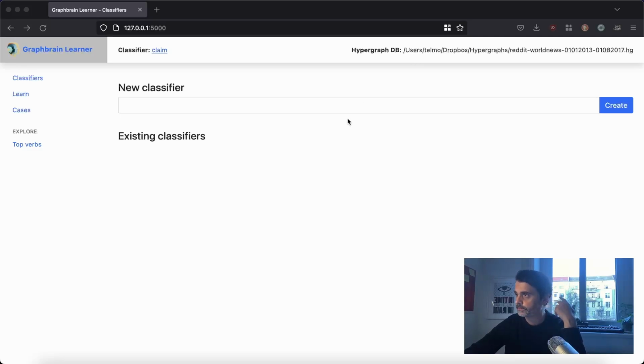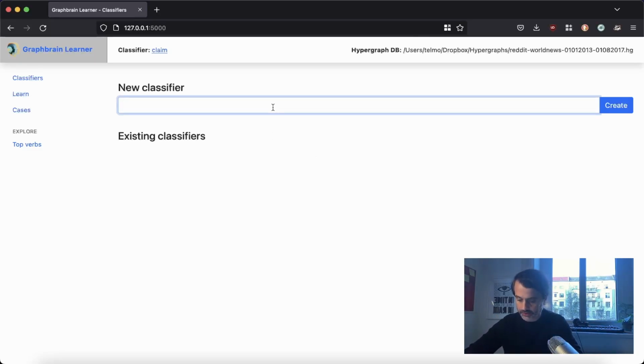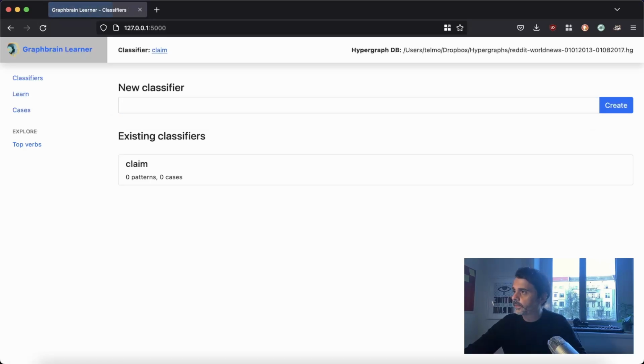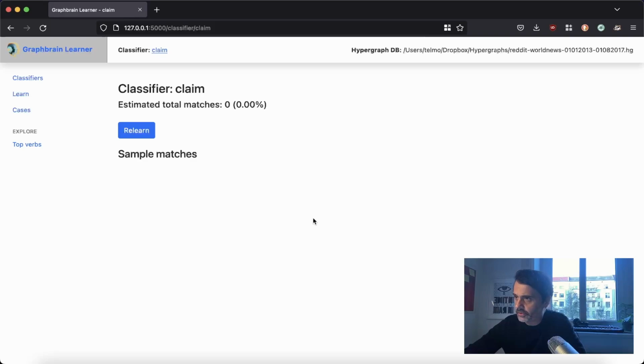So basically, let me start with a simple example. Let's say that we are interested in extracting claims from the news headers, and a claim is simply a structure where there is some actor that is stating something, and we can identify who the actor is and what is being stated. So I will create this claim classifier to begin with. Okay, and it's empty for now.